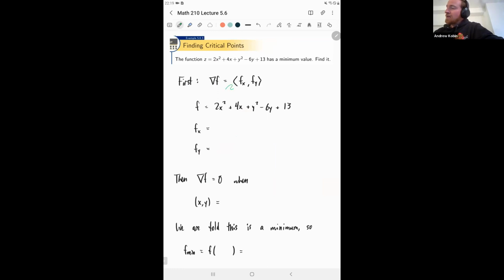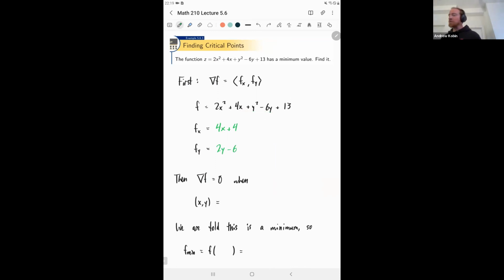The components of the gradient function, again, are the two partial derivatives of f with respect to x and y. So let's compute the partial derivative with respect to x. This is going to be 4x plus 4, and the rest of the terms don't have x's, so they are constant and go to 0 when we take the derivative. The partial derivative with respect to y is 2y minus 6, and every other term, those were these two terms, every other term is a constant with respect to y.